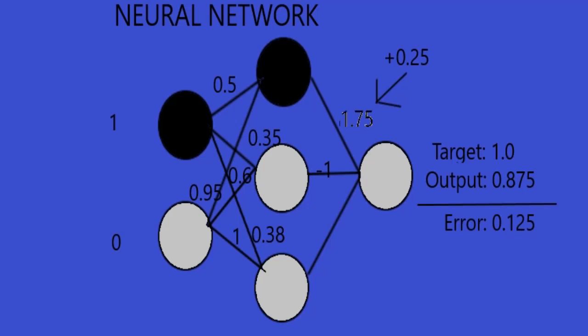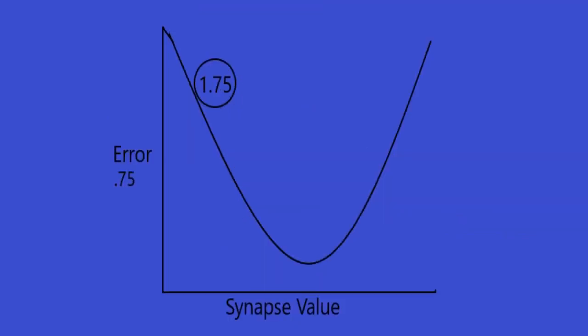Well, before I explain how we do the algorithm for doing the weight adjustment, or the synapse adjustment, we need to first look at a bit of a graph of values. So, let's say the error is 0.75, with a synapse value of 1.75. If we go ahead and we increase the synapse value, then it'll be 1.875.